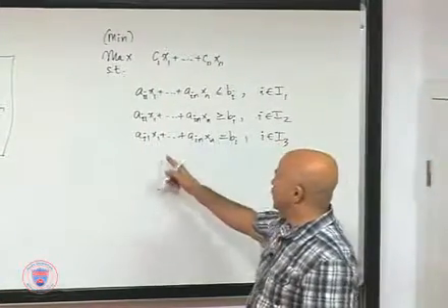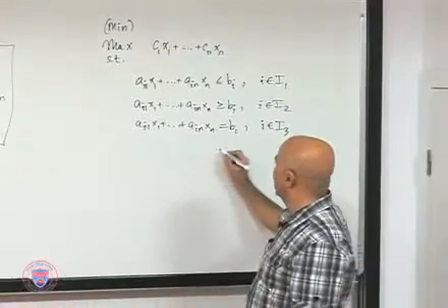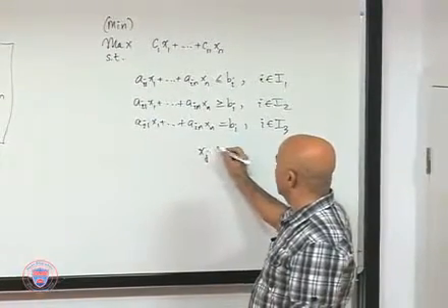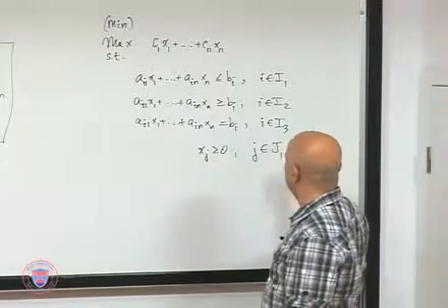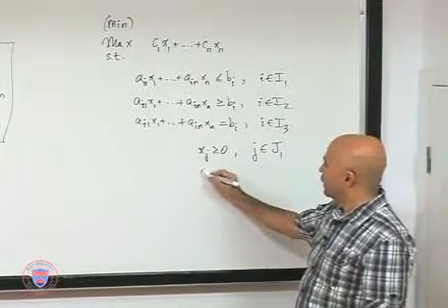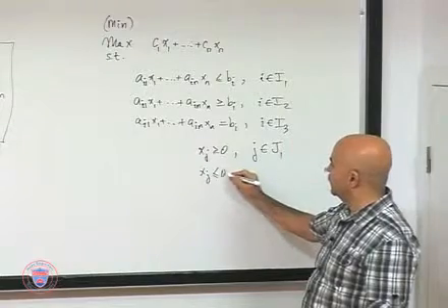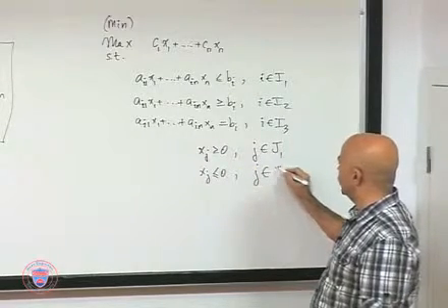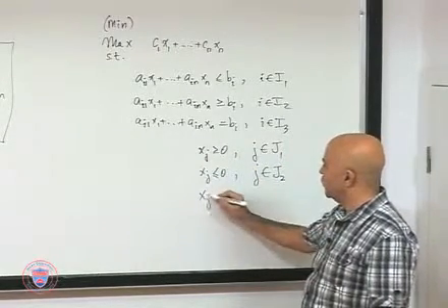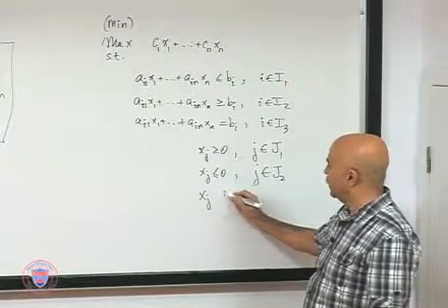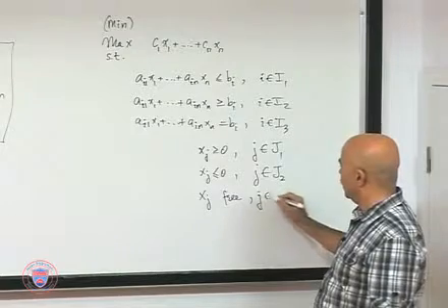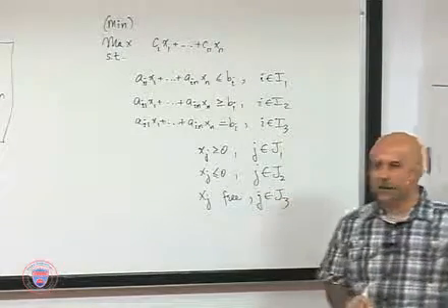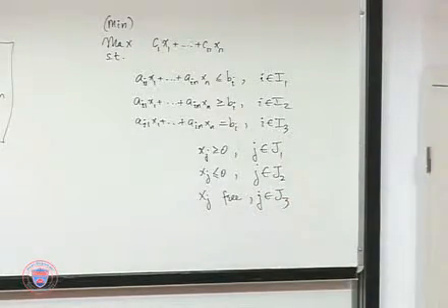All right, we're not finished yet. Xj is non-negative for j in J1. Xj is non-positive for j in J2. And Xj is free or unrestricted for j in J3. That's the general form of any linear programming problem.